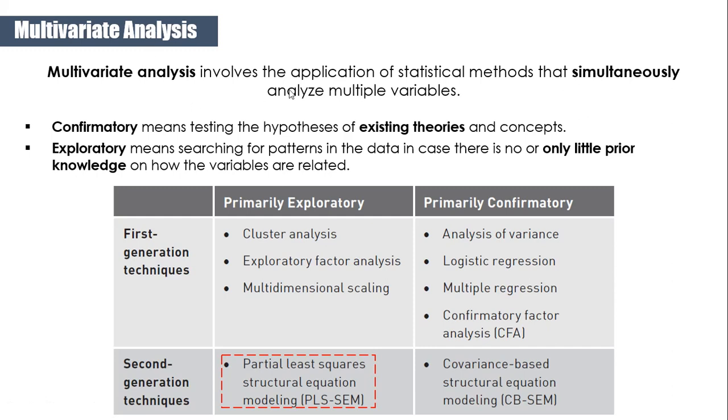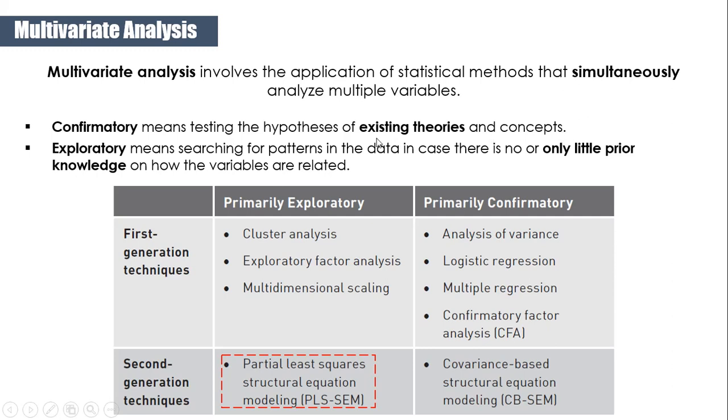In multivariate analysis, we work with multiple variables, and it enables us to involve many complex analyses and to draw conclusions based on the findings. Here it is defined as: multivariate analysis involves the application of statistical methods that simultaneously analyze multiple variables, and it can be divided into two parts, confirmatory and exploratory. In confirmatory analysis, we test the hypothesis of existing theories and concepts.